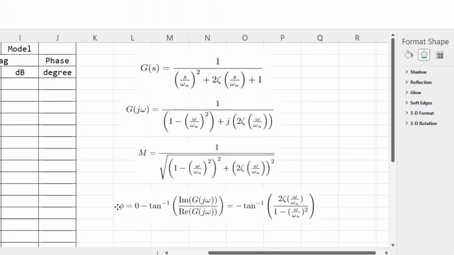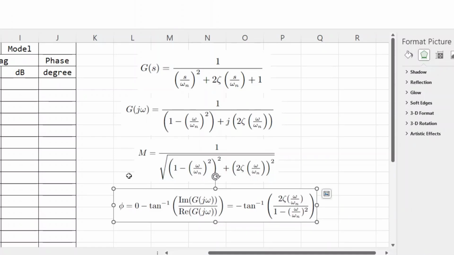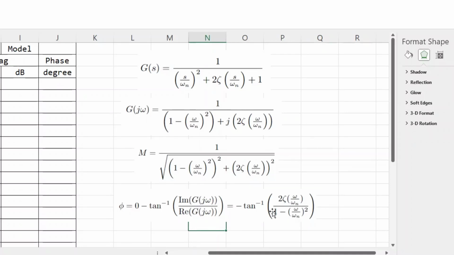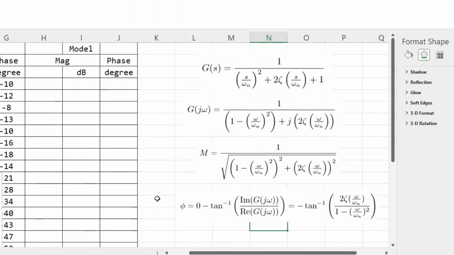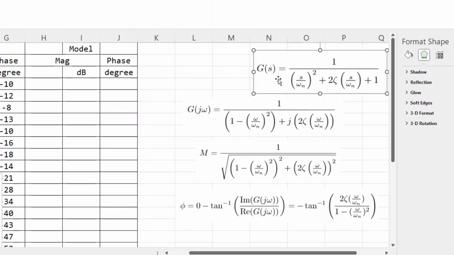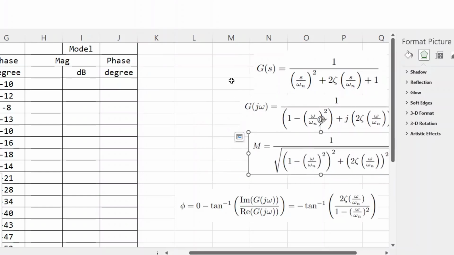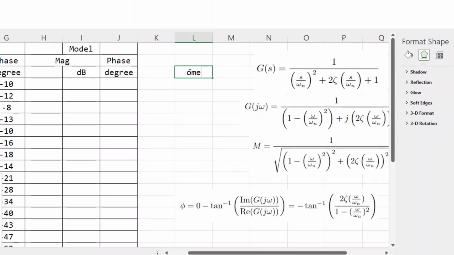And then finally, the phase is calculated as the phase of the numerator minus the phase of the denominator. So the first part is 0, it's a constant, and the phase of a complex number is calculated as tan inverse of the imaginary part divided by the real part. So we end up with this equation here, the imaginary part and the real part. So let's do that here. For the magnitude, first we need to have omega n and zeta, so we need to estimate omega n and zeta.